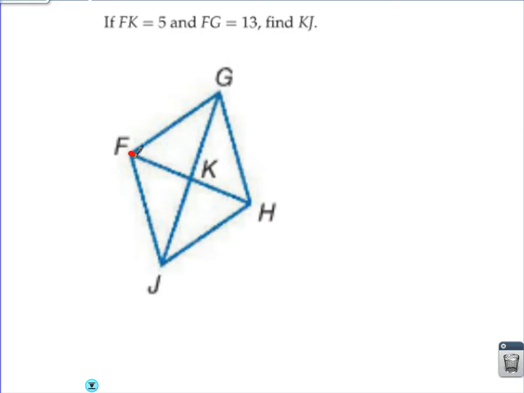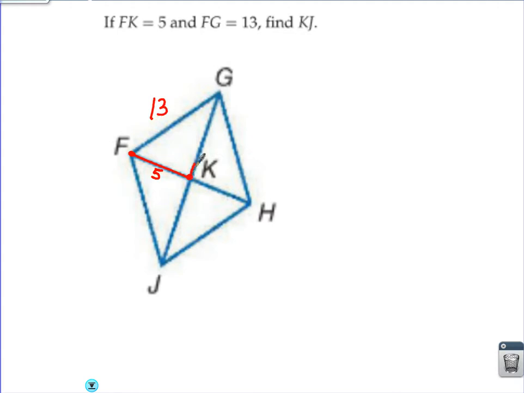So the distance from here to here is 5. What's the distance from here to here? 5. Do we know the distance from here to here? No. That's actually what we're looking for, right? KJ. So we have this is 5. We have this FG is 13.